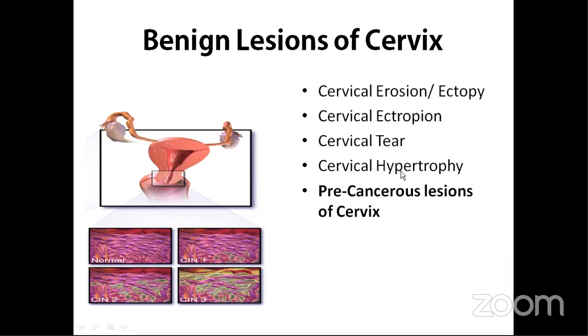And then cervical hypertrophy, where the dimension of the cervix is enlarged. Usually it is 3 by 2 by 1 centimeter. It can increase, especially noted in prolapse cases and also in carcinoma cervix, especially adenocarcinoma, which we'll be dealing with later. And the precancerous lesions of the cervix are the forerunners of carcinoma cervix.